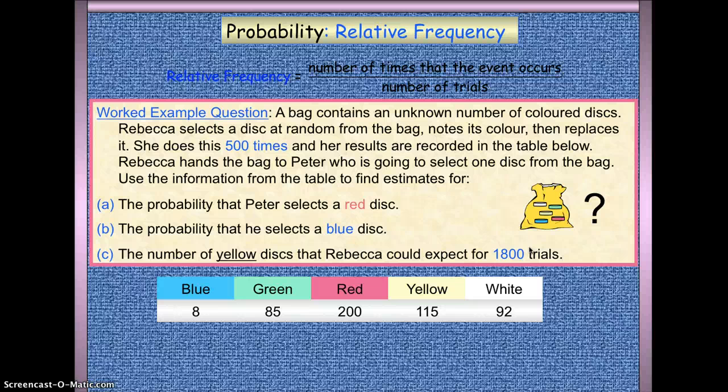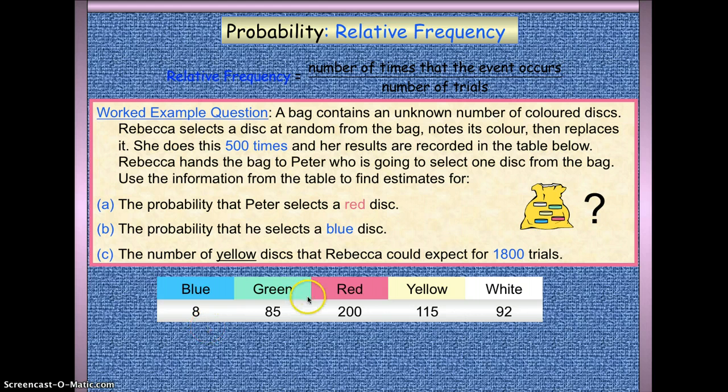Let's have the last example. A bag contains an unknown number of colored discs. Rebecca selects a disc at random from the bag, notes its color, then replaces it. So she puts it back. Whenever she gets a disc, she puts it back inside. She did this 500 times and she recorded the result in the table. Rebecca hands the bag to Peter, who is going to select one disc from the bag. Use the information from the table to find the estimates for the following questions.